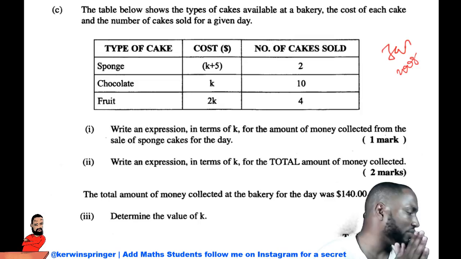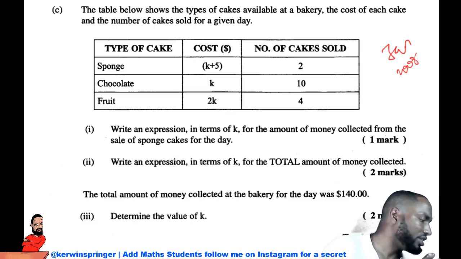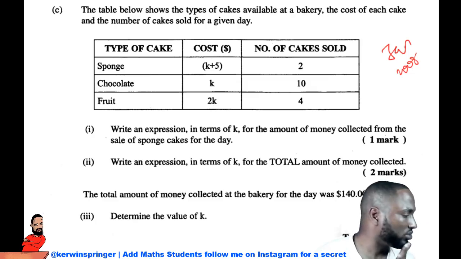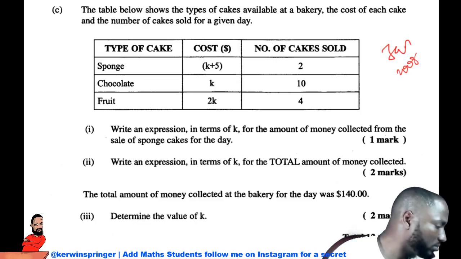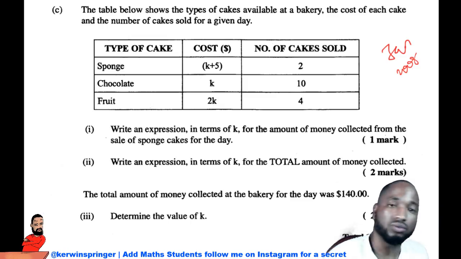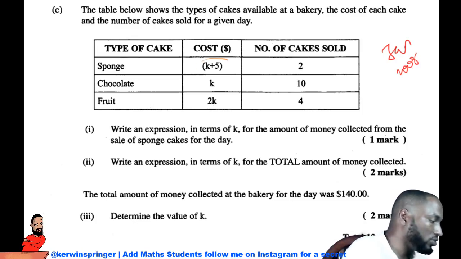The cost of each cake and the number of cakes sold for a given day. Write an expression in terms of k for the amount of money collected from the sale of sponge cakes for the day. Answer: 2 times k plus 5, great. So this is the cost, and this is the number. So an expression for the amount of money collected will be 2 times the cost, right? It'll be 2 times k plus 5.